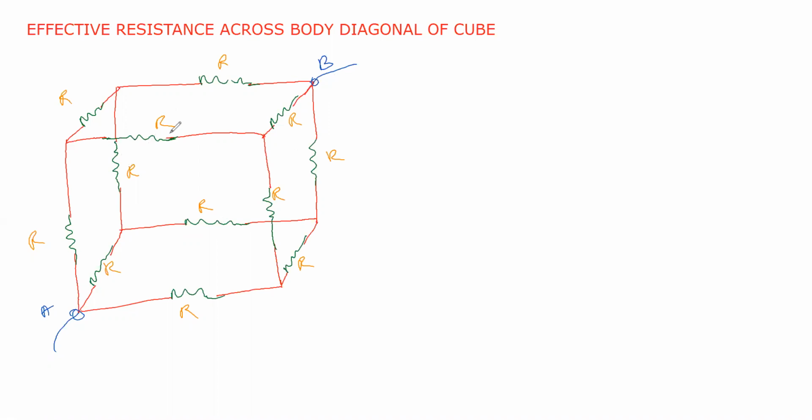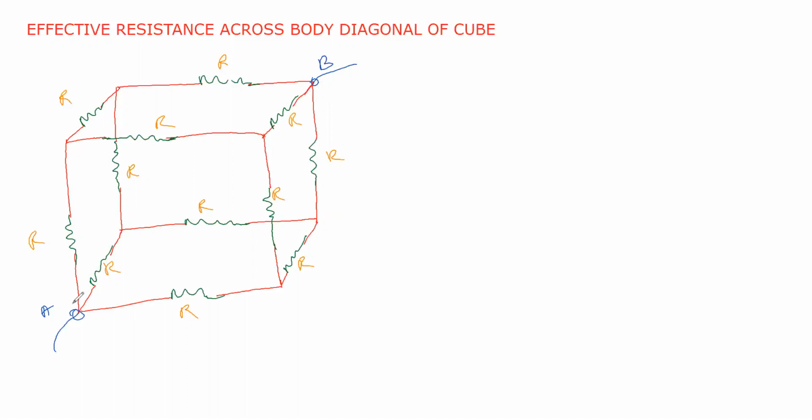These are taken along the sides of a cube. Here 12 resistors are taken along 12 sides of the cube. Now we are going to find effective resistance across A and B, that is the body diagonal of a cube. This problem we solve by two methods. First method by using Ohm's law.